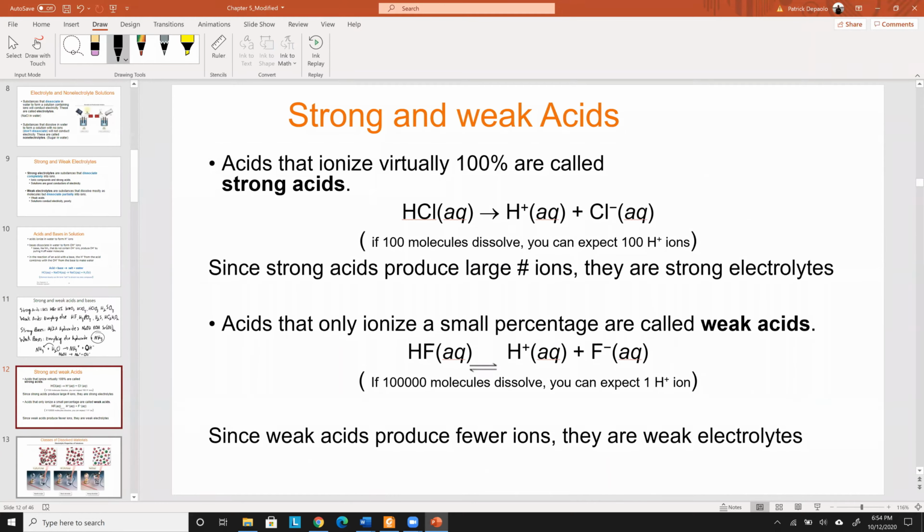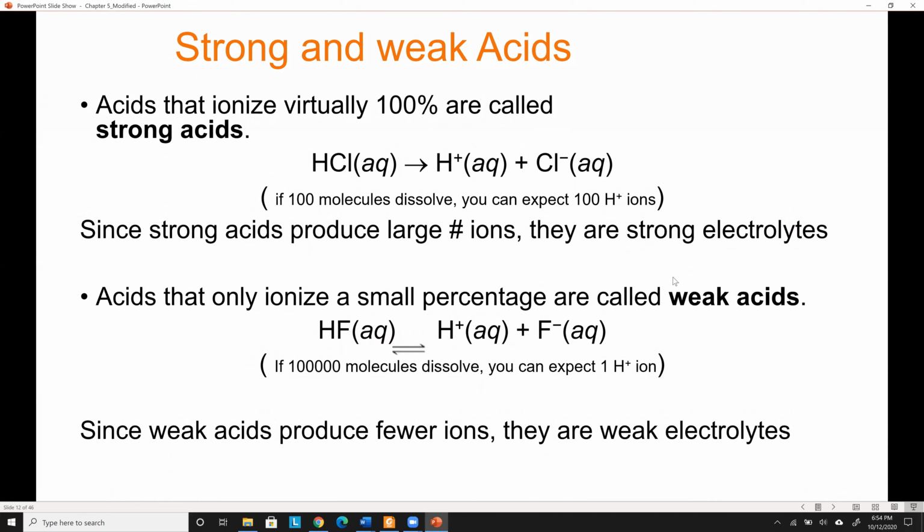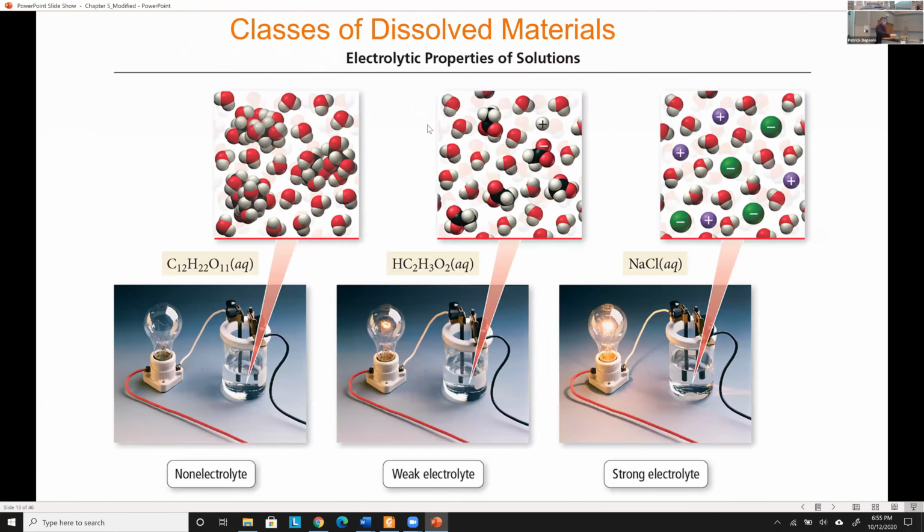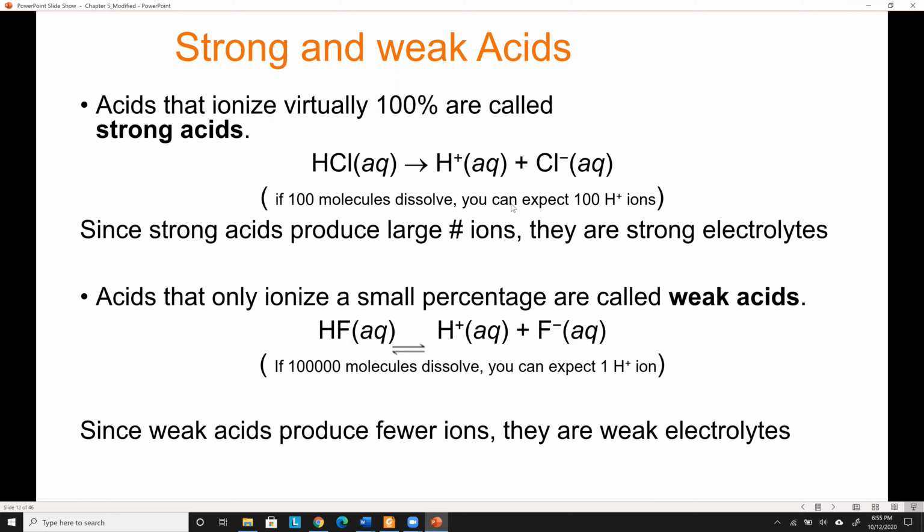Okay, so other things about strong acids: they're a type of strong electrolyte, so they go through 100% ionization or 100% dissociation. Here's an example: 100 molecules, you expect 100 ions. We talked about that. The weak acids are different. They go through a lot less. It varies, but it's usually around 1 to 3%. In this case, they said if you have 100,000 molecules, only one of those will dissociate. Maybe for some, but this is for HF, and HF's not that weak, honestly. It's probably maybe one out of 1,000, but not one out of 100,000.